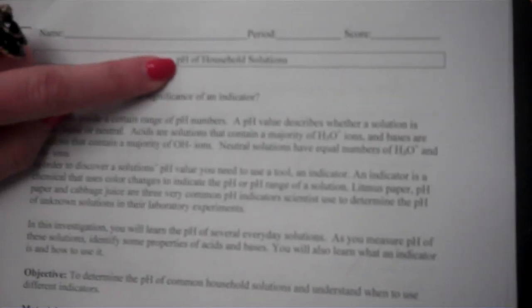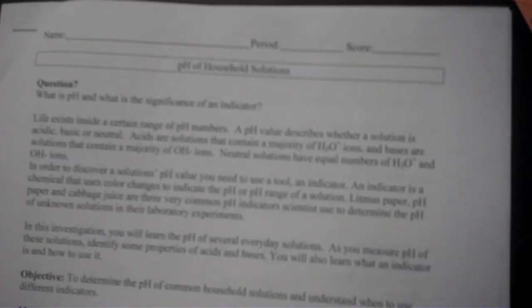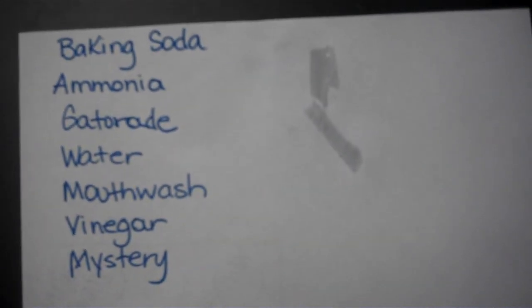Okay, this is the pH of Household Solutions lab. All right, the first thing you have to do for this lab is turn to the data table, and in the first column you need to record all the different solutions that are being used in this lab. So we have a list right here, so go ahead and fill out your first column.